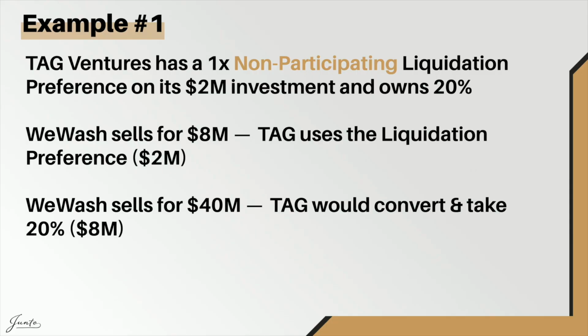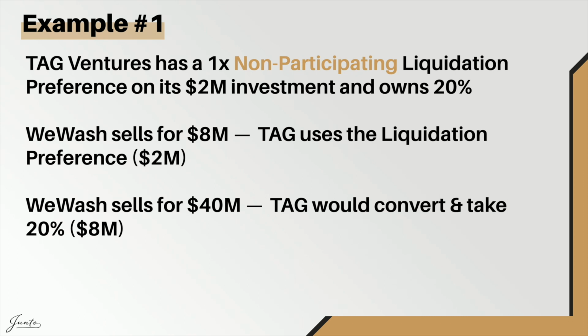We'll look at this in the context of an example in a second, but let's look at our participating liquidation preference, which is often associated with a double dip. So in this situation, the investor not only receives its liquidation preference, its investment amount times its multiple, it receives that first, and then it receives its pro rata portion of the remainder after it receives its liquidation preference back.